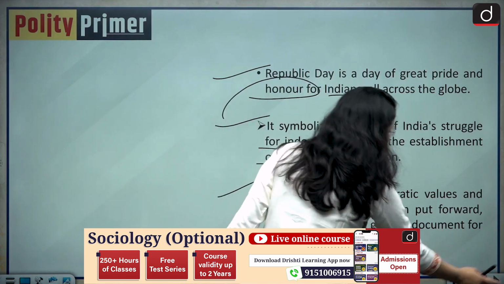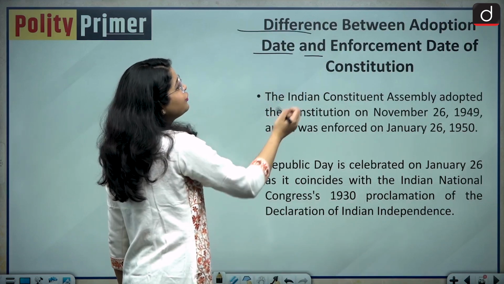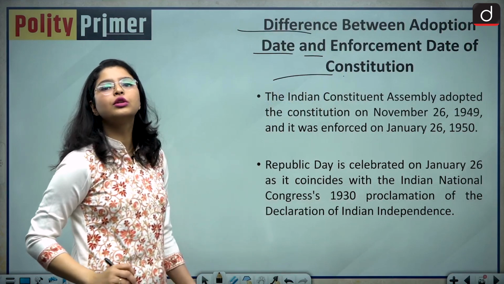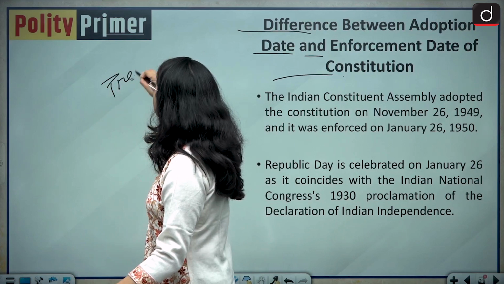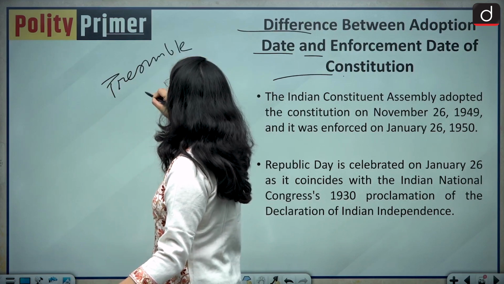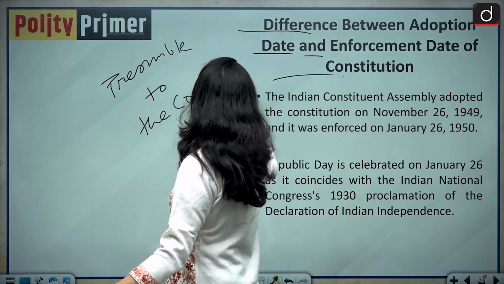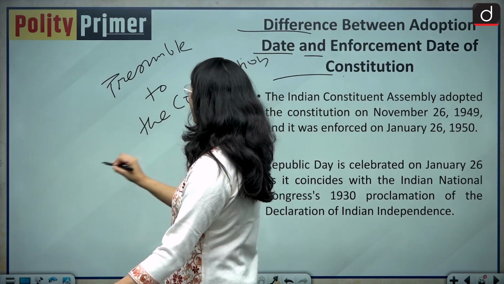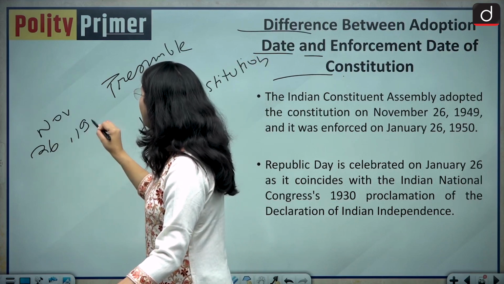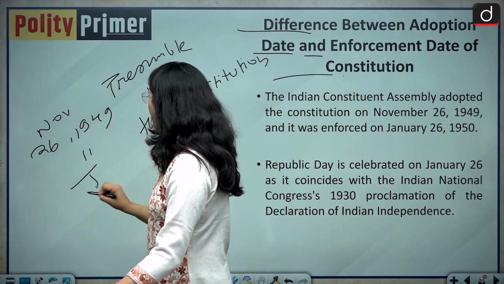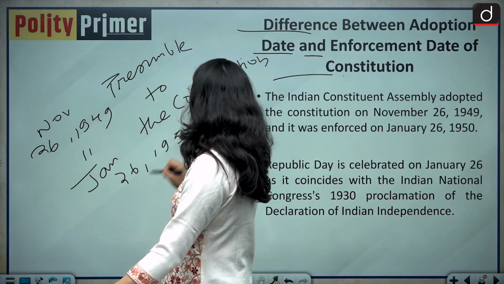Moving forward, let us analyze the difference between adoption date and enforcement date of the Indian Constitution. You might have noticed that in the preamble to the Constitution, the adoption date is mentioned as November 26, 1949. But the Constitution was enforced on January 26, 1950.